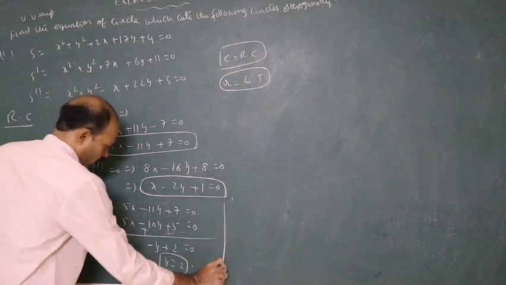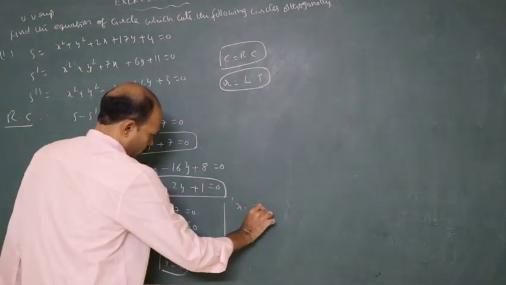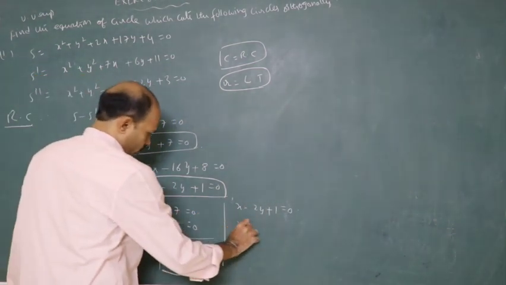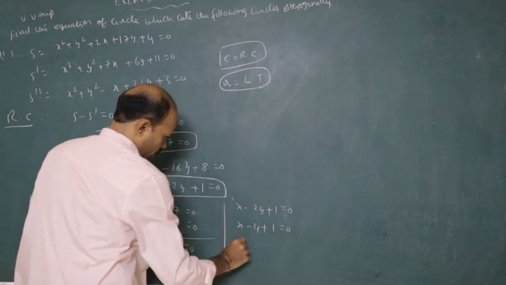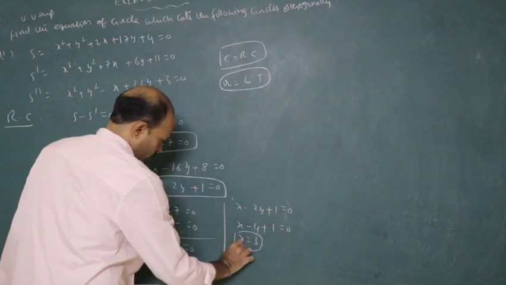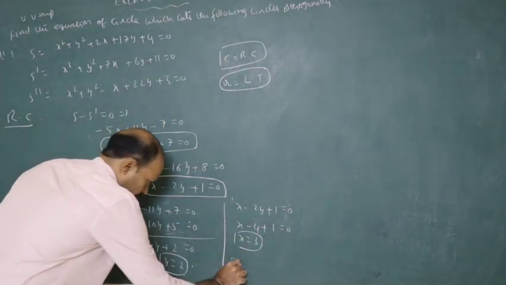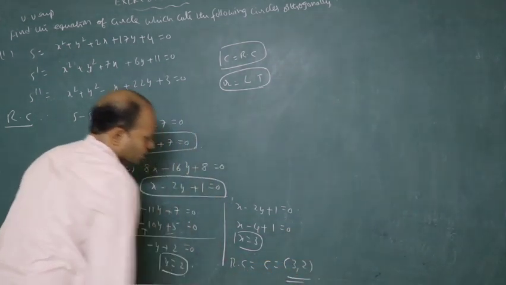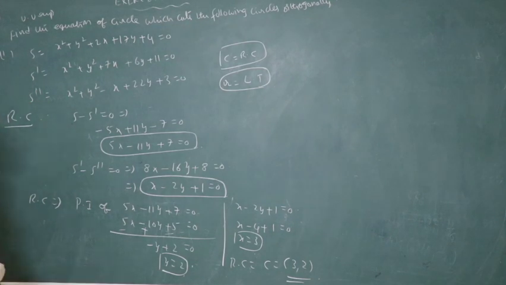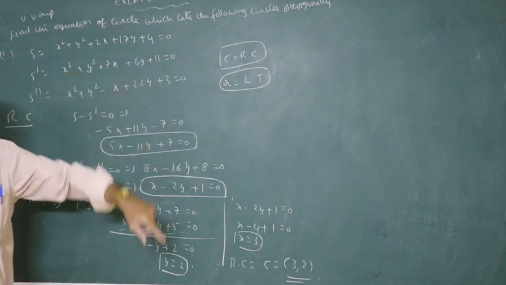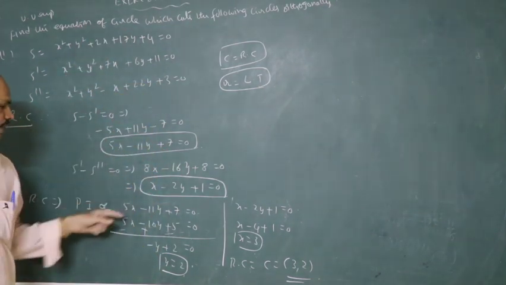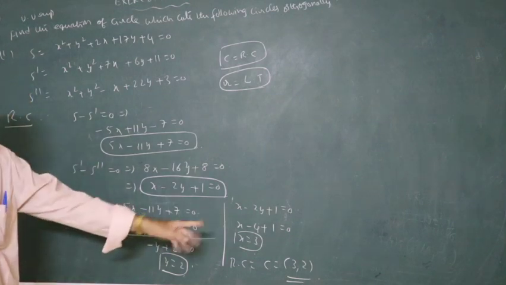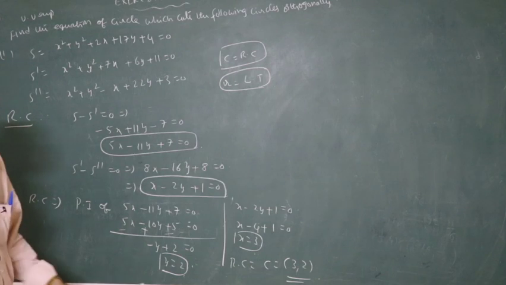Substitute in either of them and you get the x value. X minus 2y plus 1 is 0. Apply the y value: x minus 4 plus 1. Therefore, x is equal to 3. Therefore, the radical center is 3 comma 2. Now, for our orthogonally intersecting circle, the center is nothing but the radical center. So we have the radical center, say 3 comma 2.